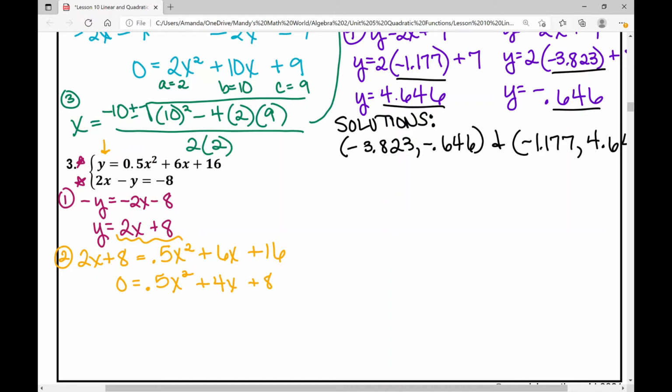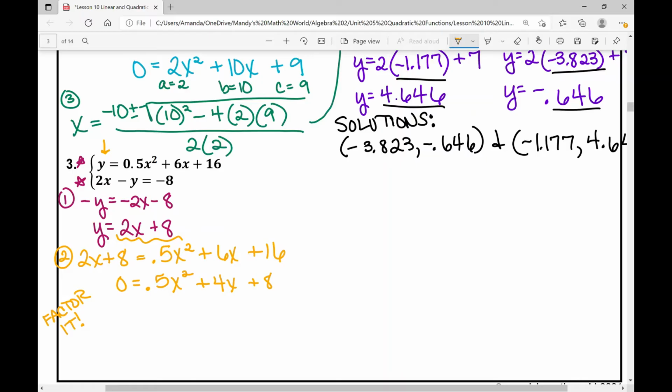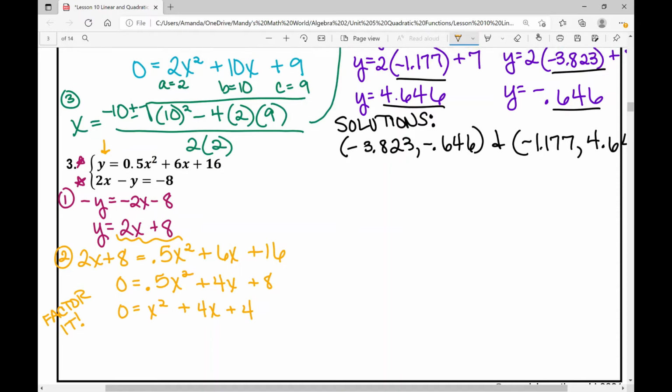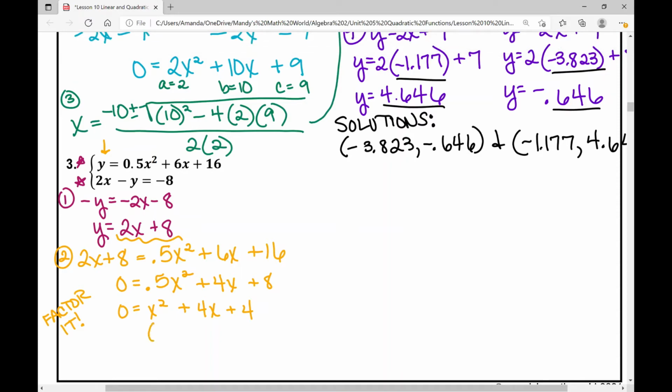In this example, what I'm going to do is factor it. I can factor this. So how am I going to do that? I use the slide and divide method, where I multiply 0.5 by 8. So I'm going to get 0 equals x squared plus 4x plus 4. And then I need two numbers that multiply to 4 and add to 4, and those are 2. So x plus 2 times x plus 2.